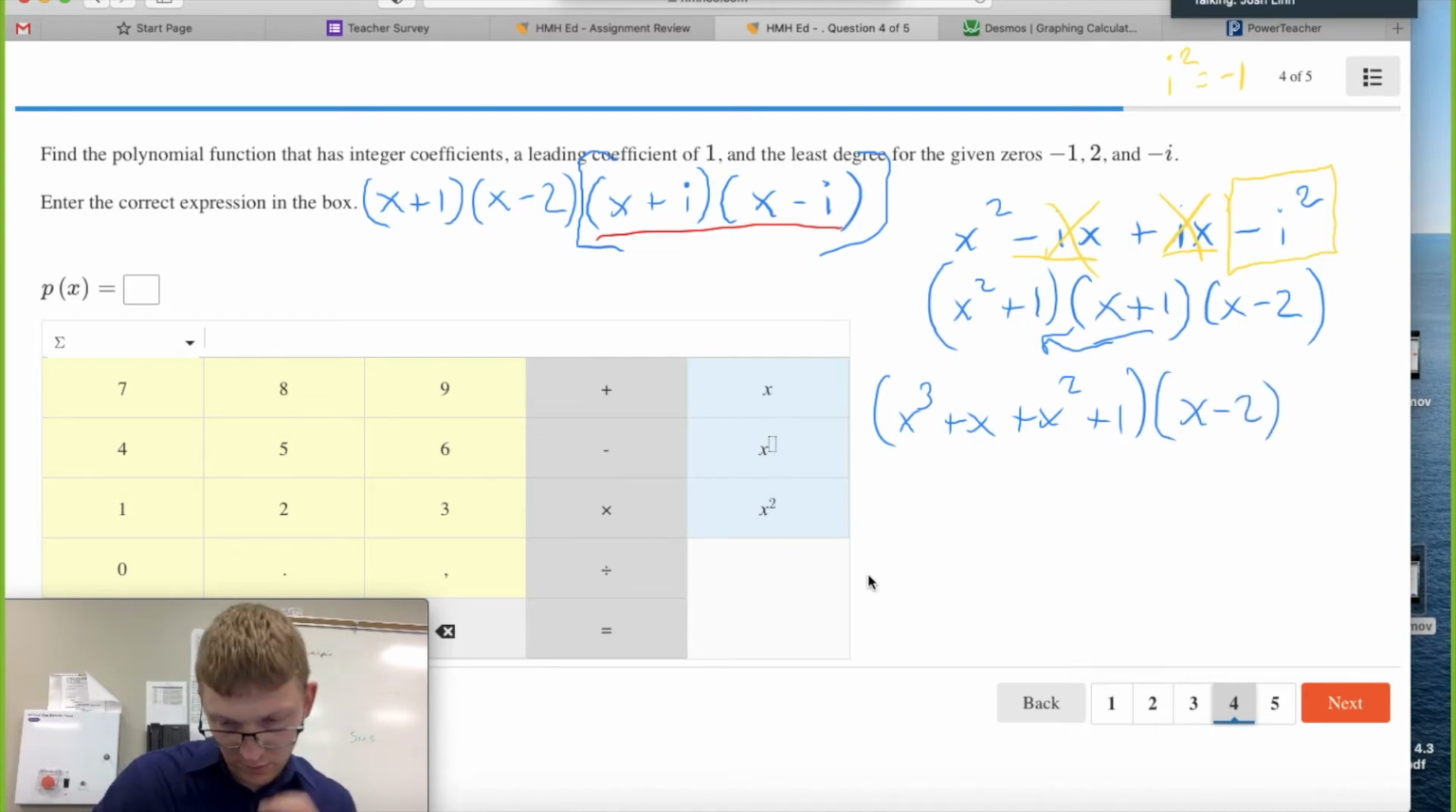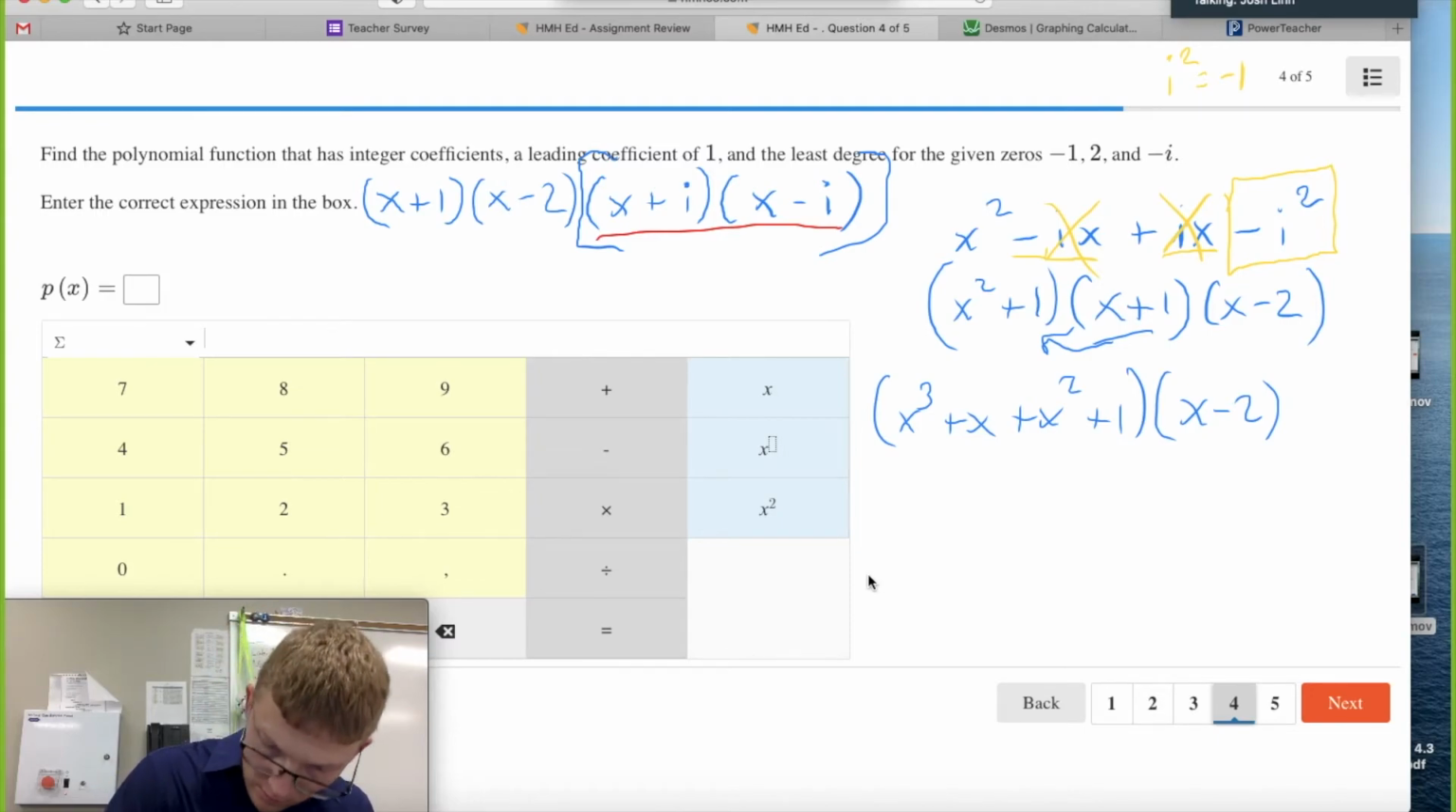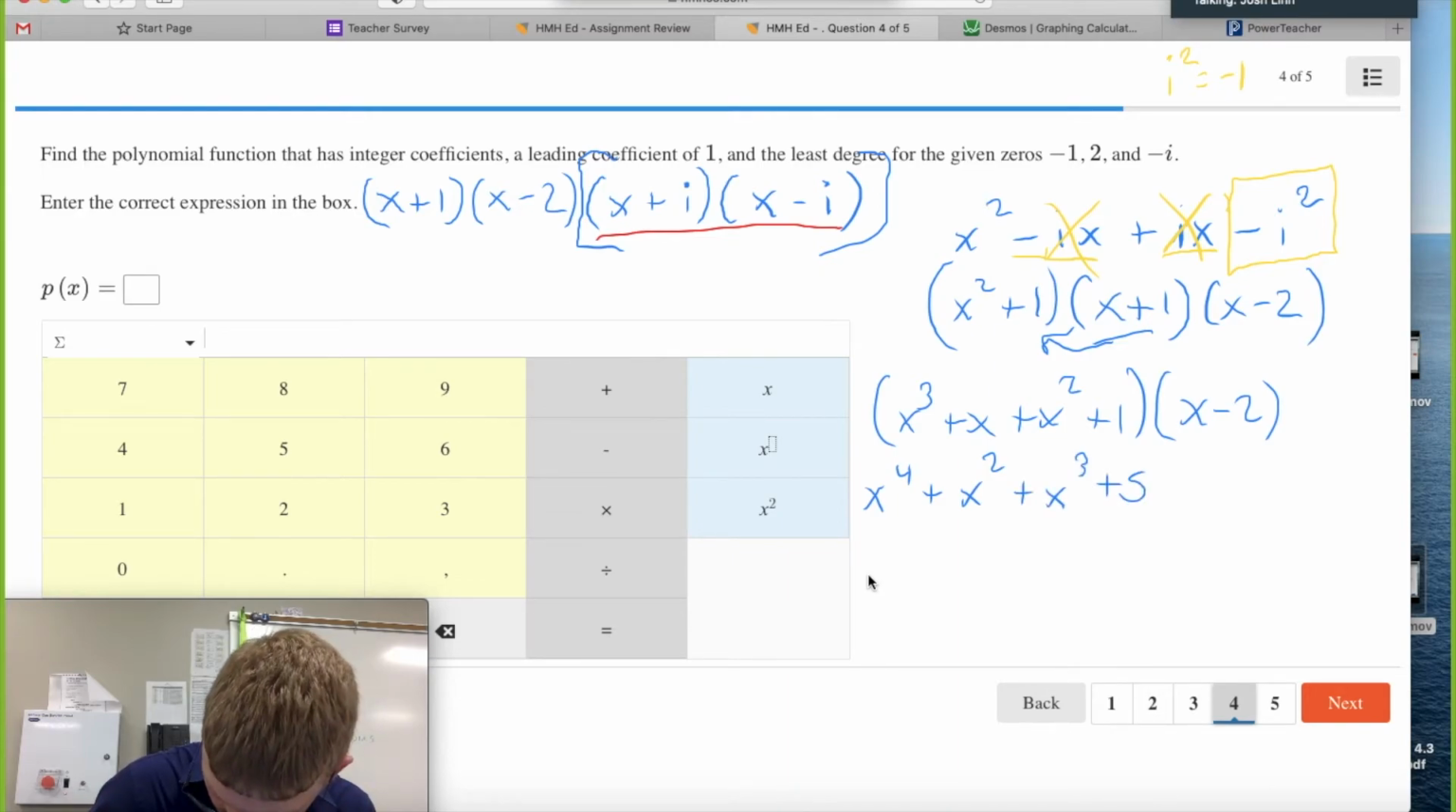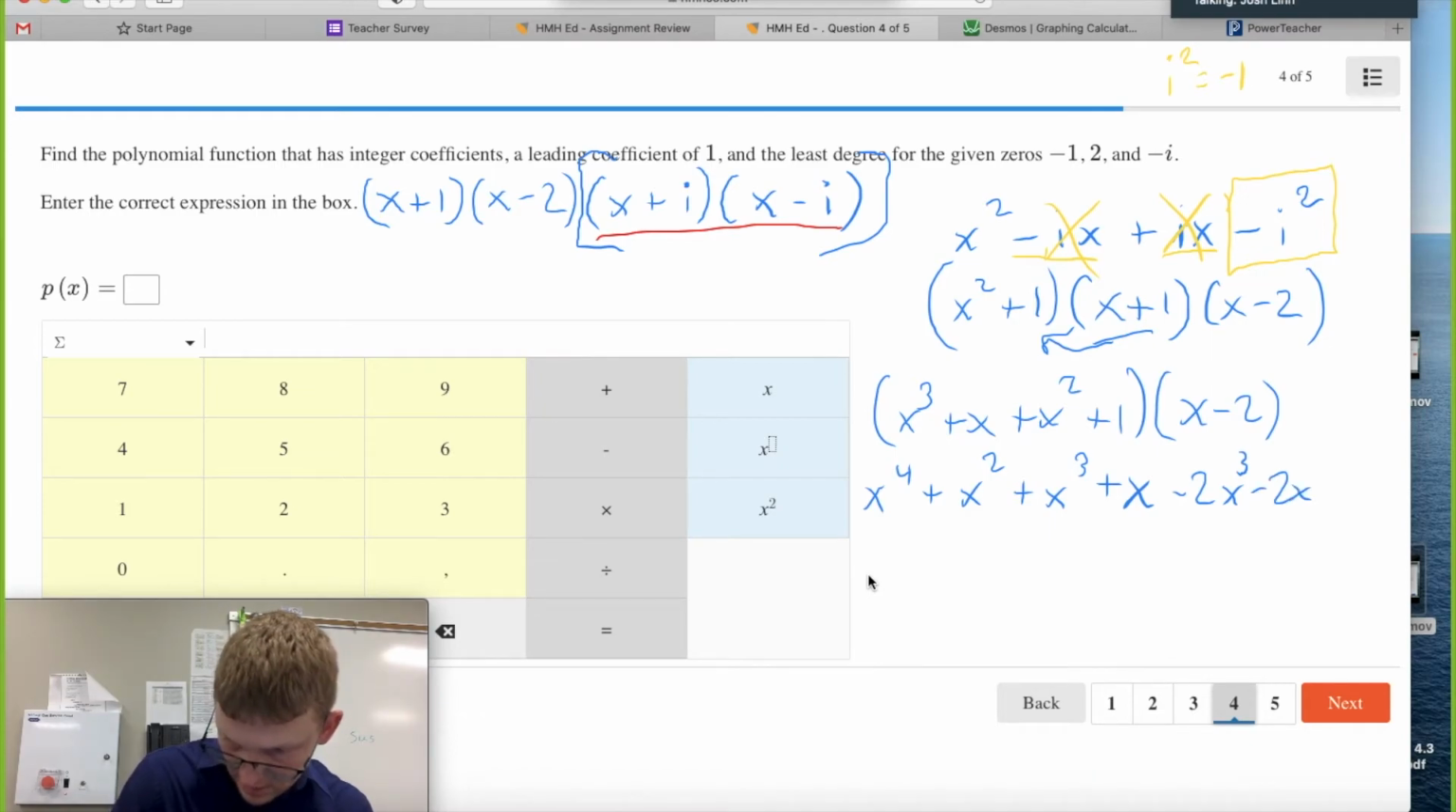X minus 2 is still left over, so then we're going to do the x minus 2 in there. Combine like terms. Okay, we're fine. So x to the 4th plus x squared plus x cubed plus x. Well, I'll make that look nice. So now we're going to do our -2: 2x cubed minus 2x minus 2x squared minus 2. So now we're going to combine like terms.